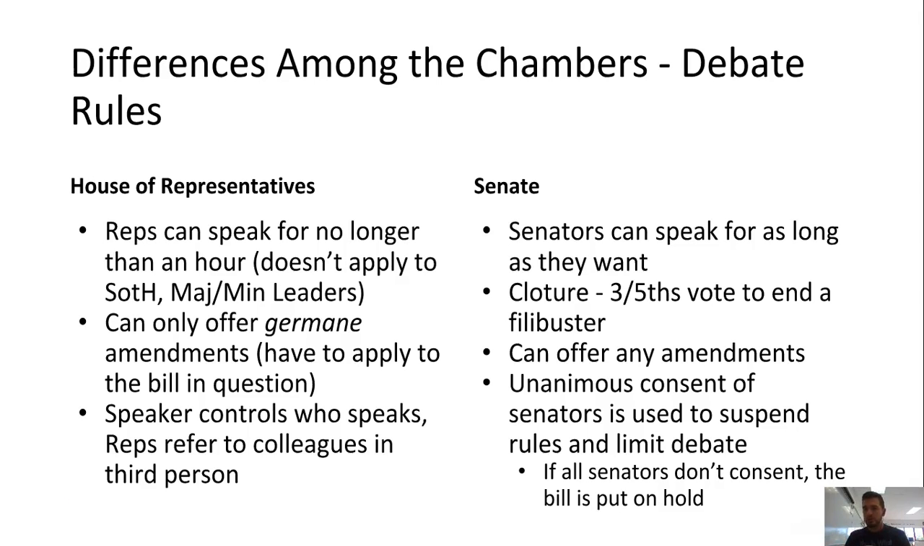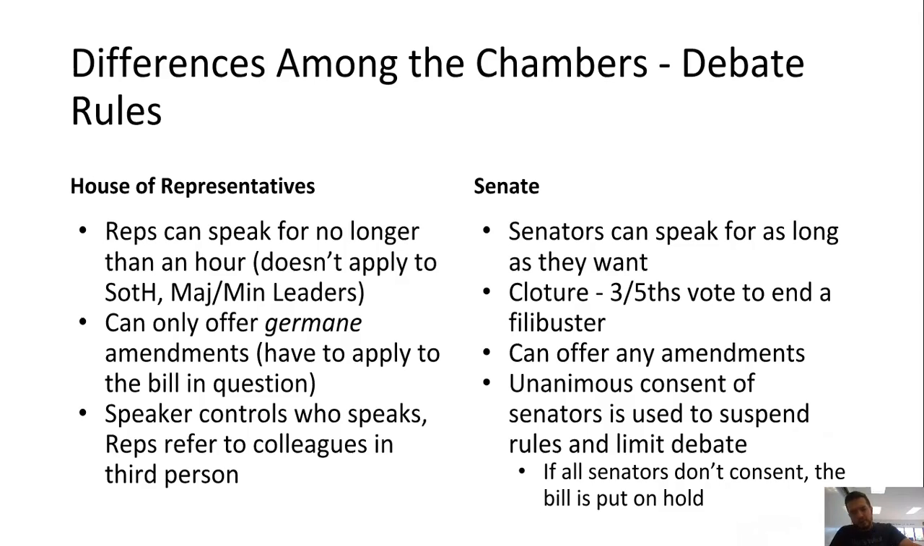You had to have a 2/3 vote in order to end a filibuster, but it has since been relaxed to a 3/5 vote, which means you need 60 senators in order to end a filibuster. They can also offer any amendments they want to bills, so it doesn't even have to apply to the bill in question. They can just say, "Hey, I want to add this amendment about the environment to this tax bill," and they don't have to go along with it, but people can vote to add that amendment or not, whether it actually applies to the bill or not.